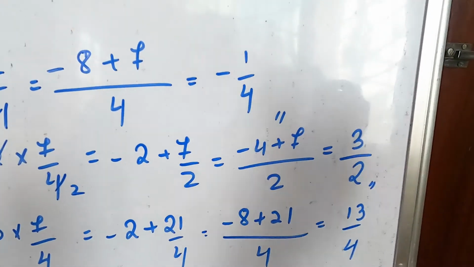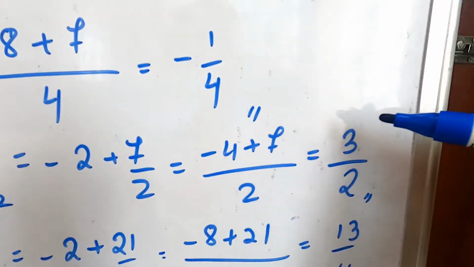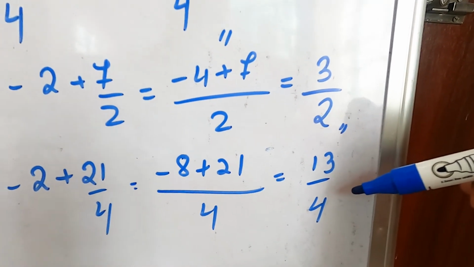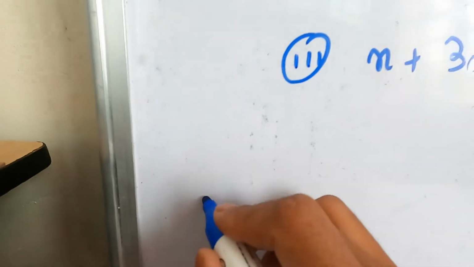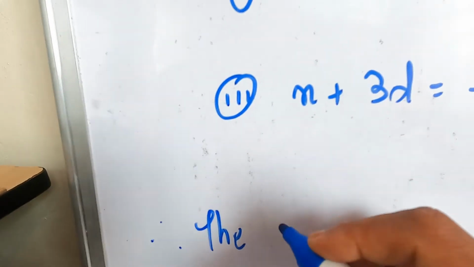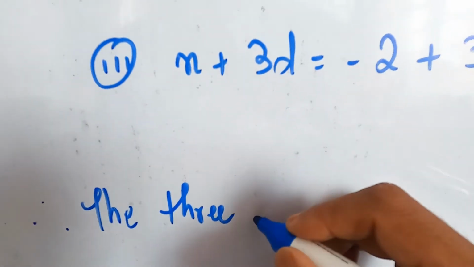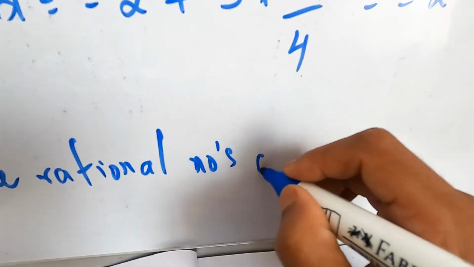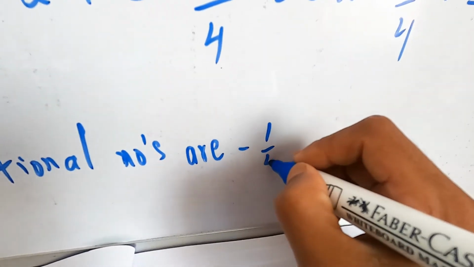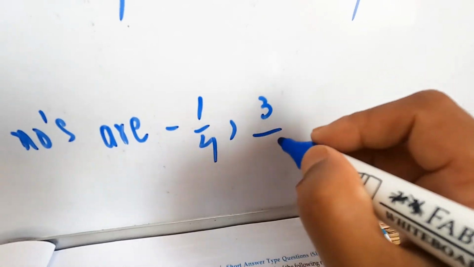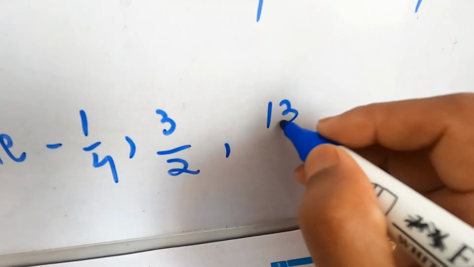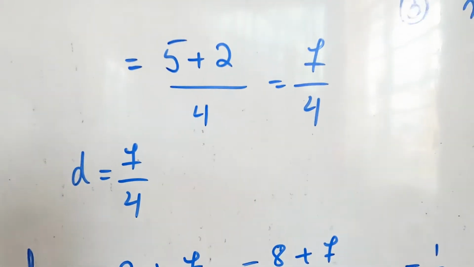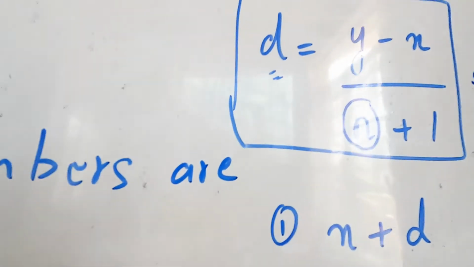Right, so this will be your first rational number, this is your second rational number, and this is your third rational number. So here you can simply write, therefore the 3 rational numbers are minus 1 by 4, 3 by 2 and 13 by 4.